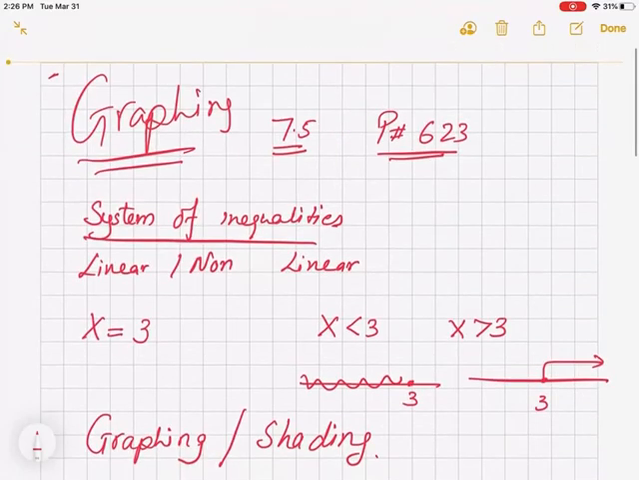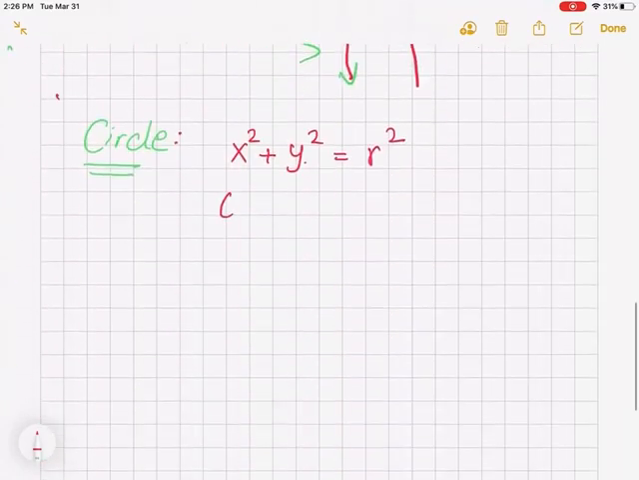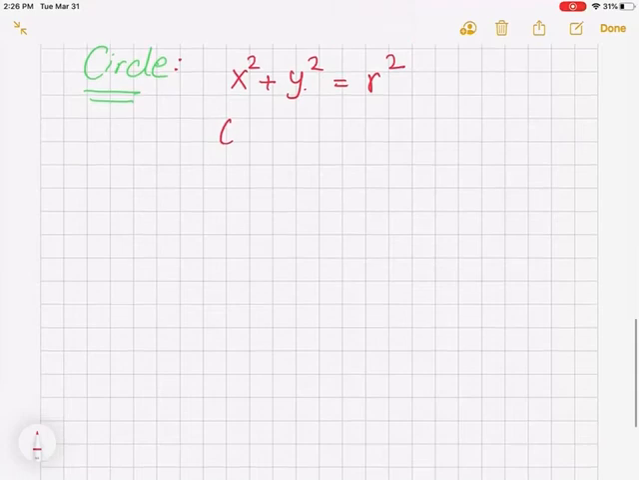So the center point, I'm really sorry, guys. I don't know, something is kind of glitching.